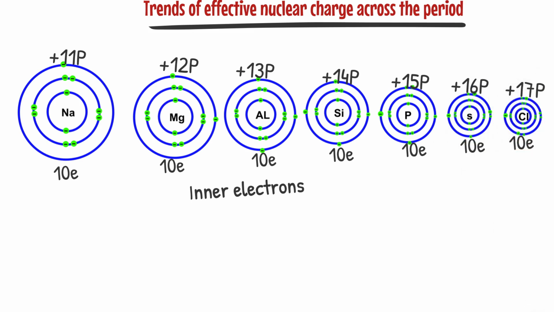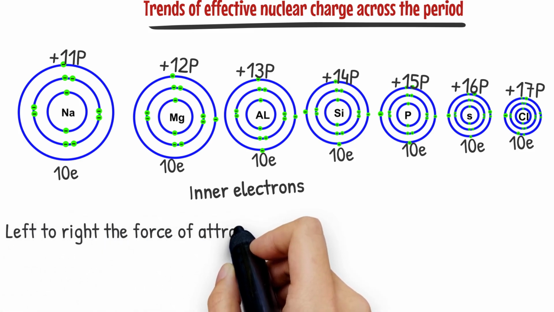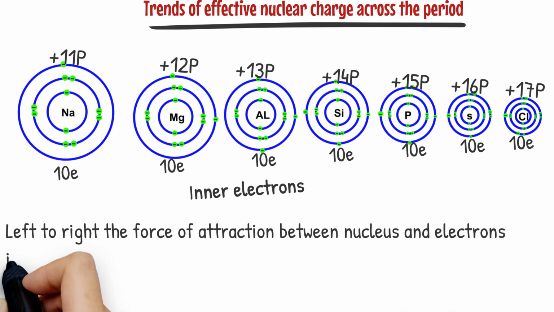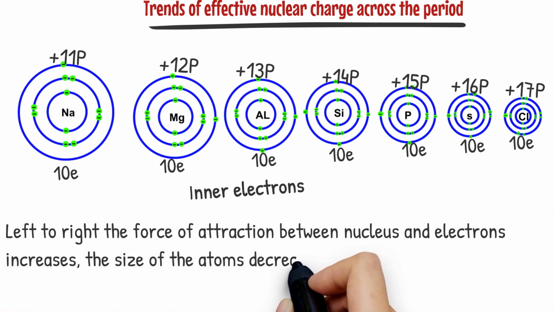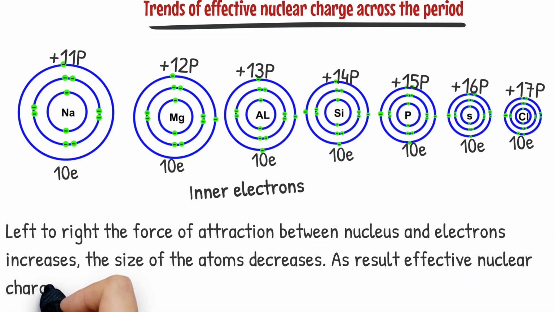Electrons are strongly attracted closer to the nucleus because of the increase of positive charge in the nucleus. Since the force of attraction between the nucleus and electrons increases, the size of the atoms decreases. As a result, effective nuclear charge increases left to right.